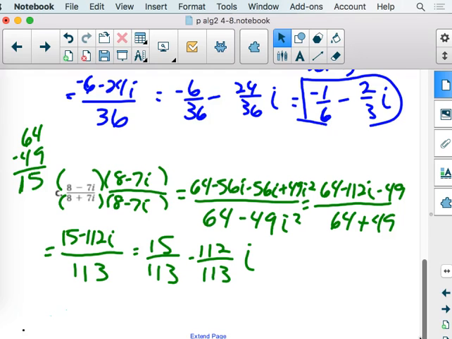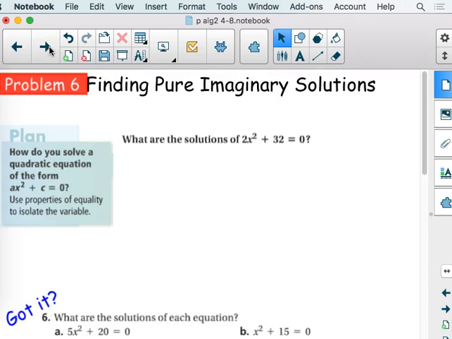All righty. Now, this next part, you might look at this and say, how does this fit in? All we've been doing is stuff with i, and now all of a sudden they're saying, solve these things. Well, this whole chapter has been about solving quadratics. We need to know when we solve quadratics, we might get imaginary solutions. It might happen. So when I look at this, it says, how do you solve a quadratic equation that has this form? Ax squared plus c equals 0, using the properties of equality to isolate the variable.